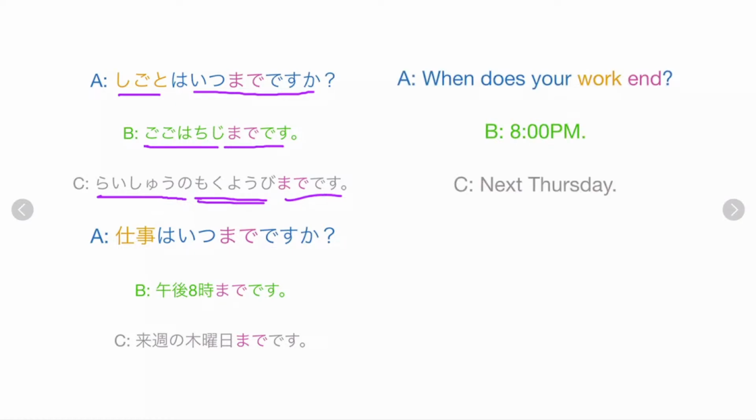So, when does your work end? Either 8 p.m. or next Thursday. These are different ways to answer the same question. When you say itsu, itsu is a when, open question when. If you wanted a specific time, you would say nanji made, right? And that would tell you the time. Or if you wanted a specific day, you would ask that question, itsuka.